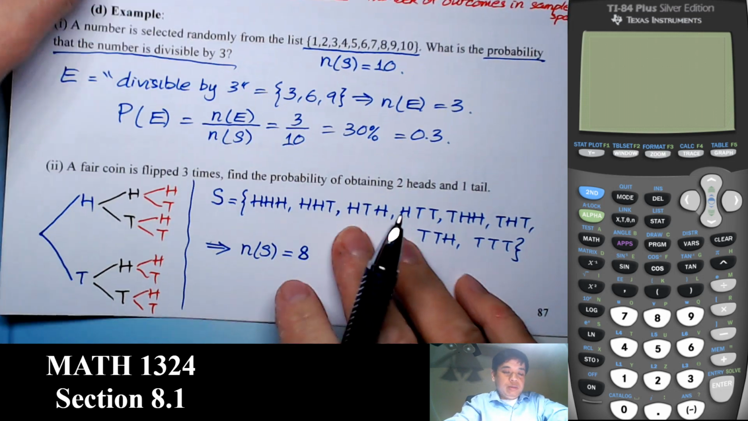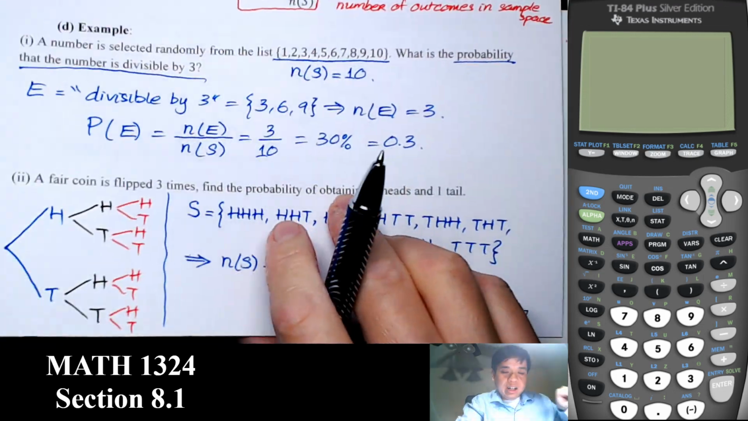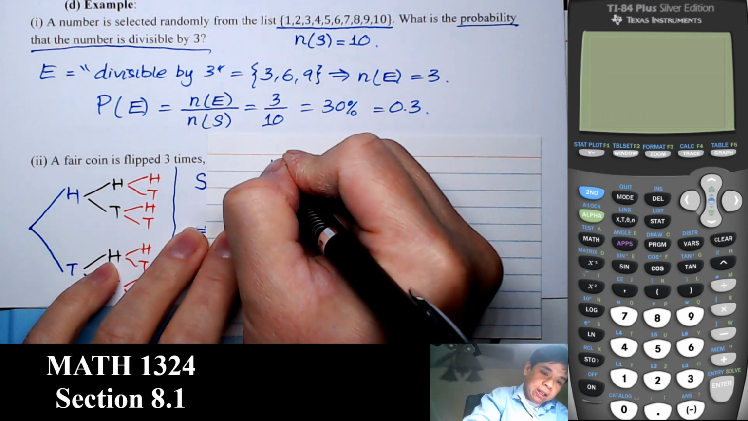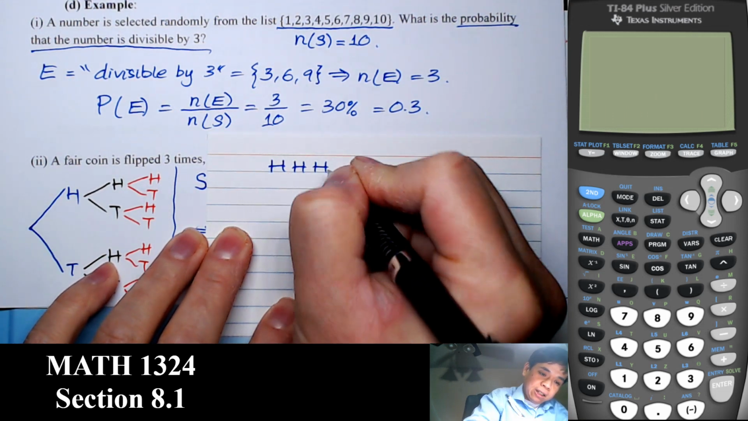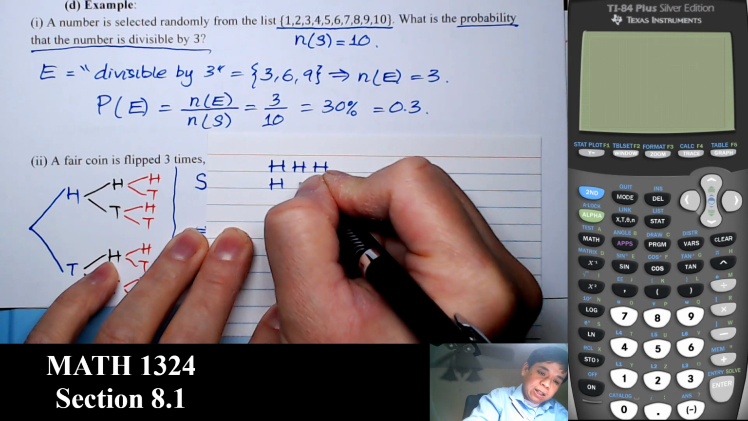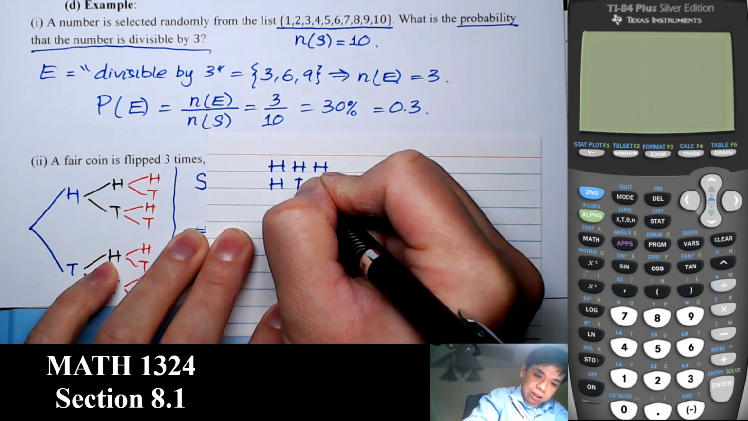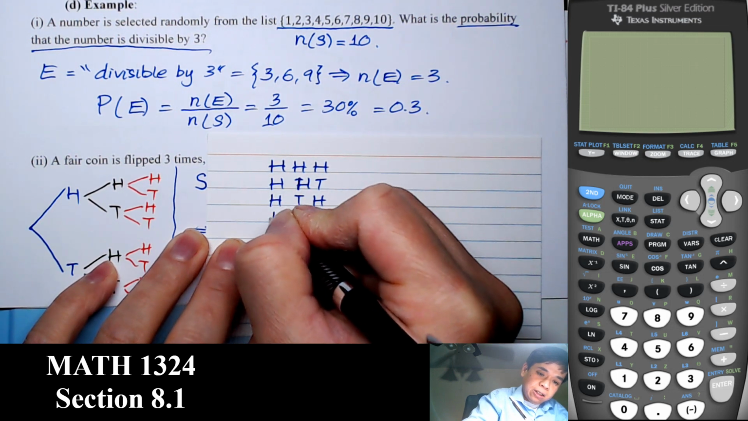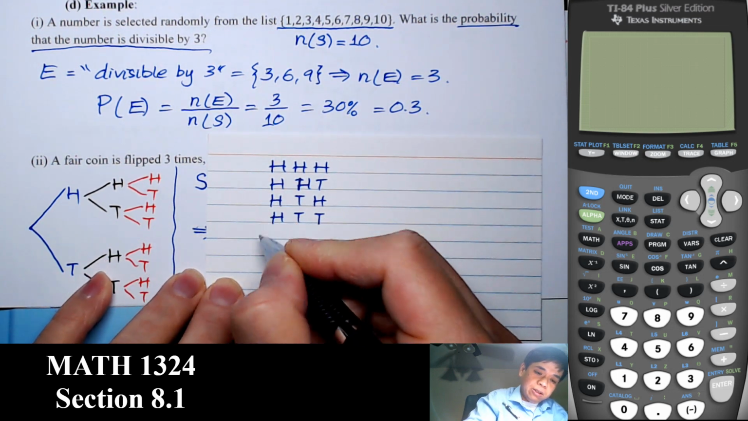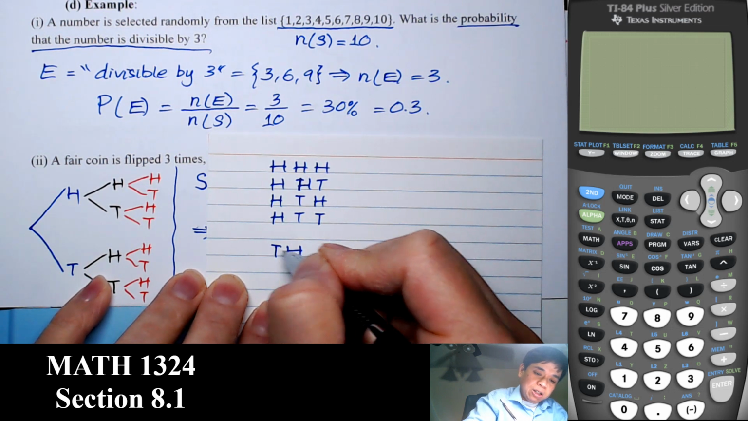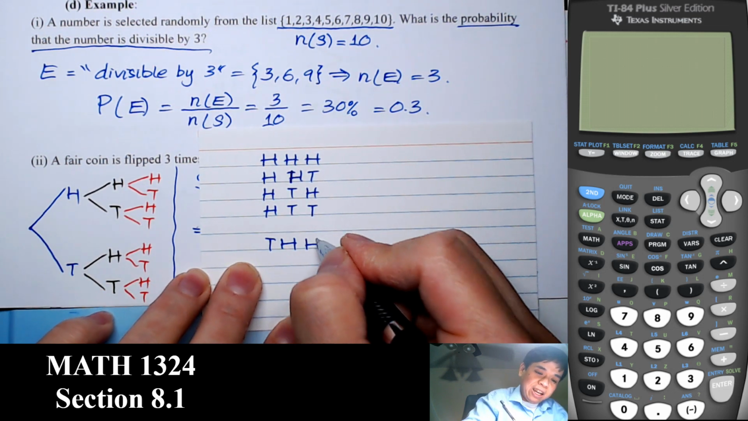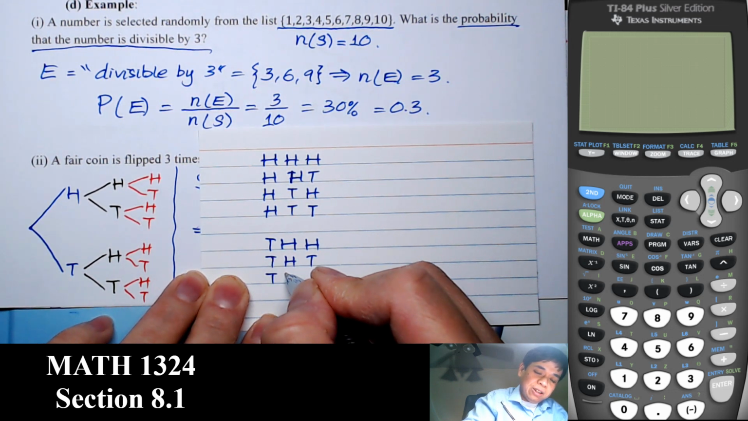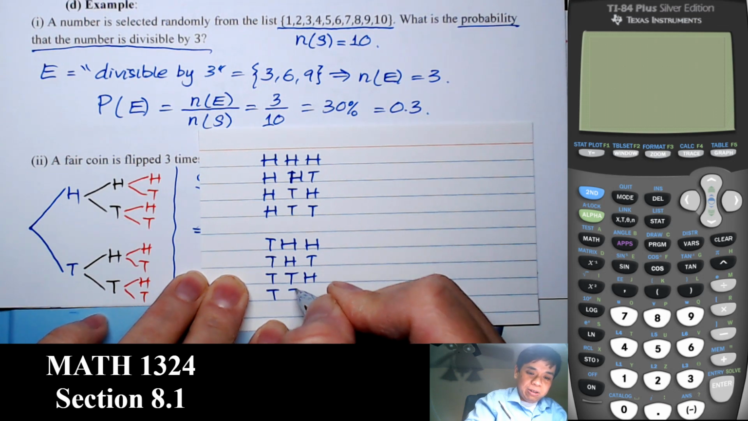If we're going to list that in columns, you will see I'm going to write all the outcomes again. Head, head, head, head, head, tail, head, head, tail, head, tail, head, head, tail, tail, tail. I just want to skip a line. Tail, head, head, tail, head, tail, tail, tail, head, and tail, tail, and tail.